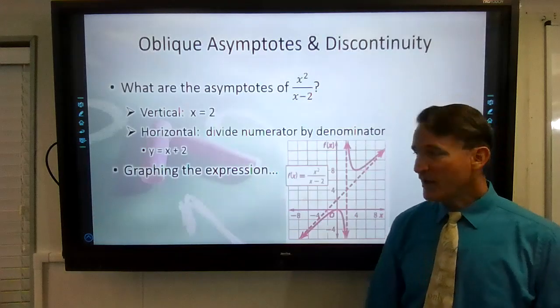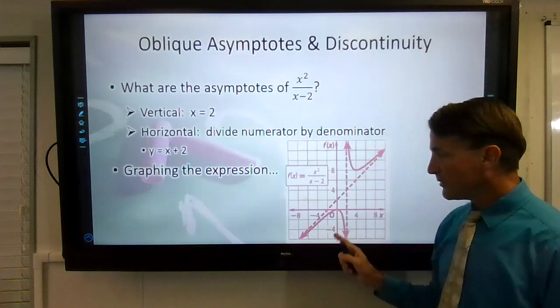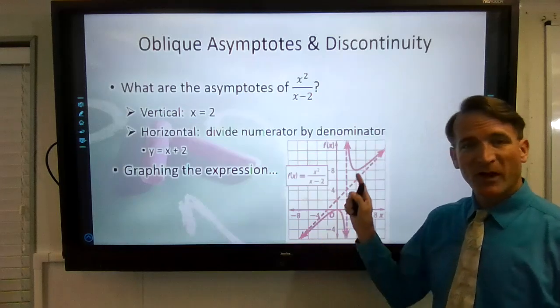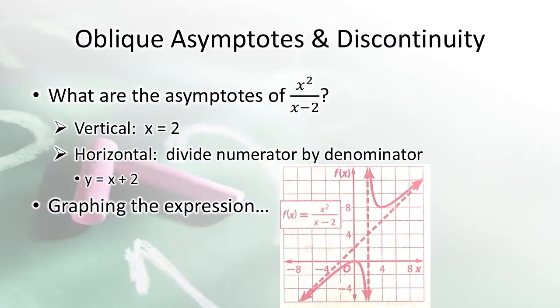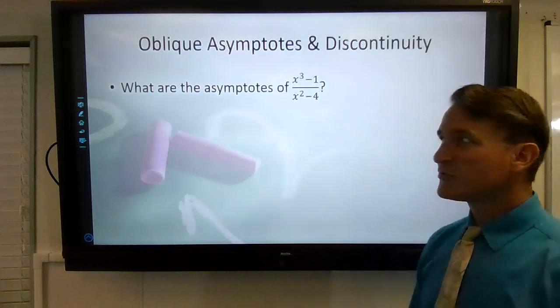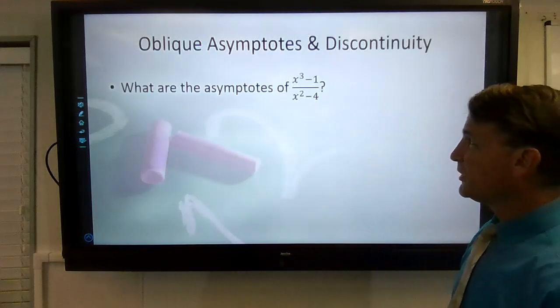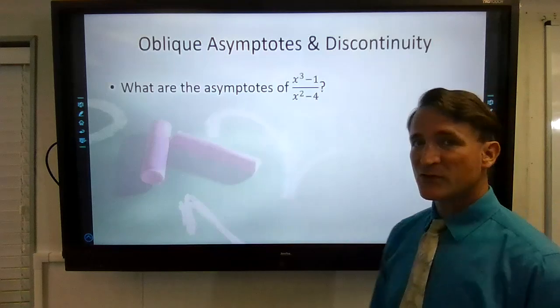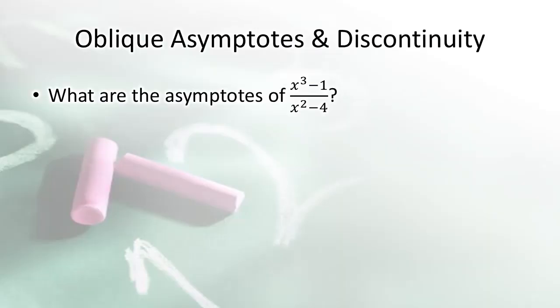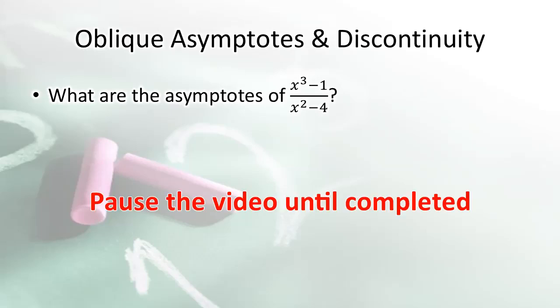So graphing that, this is what it would look like. Again, we get the rest of our graph by plugging in values for x, finding the corresponding values for y using our original equation. What are the asymptotes for x cubed minus 1 over x squared minus 4? Go ahead and figure out what your asymptotes are, and we'll come back and see if you get the right answers.